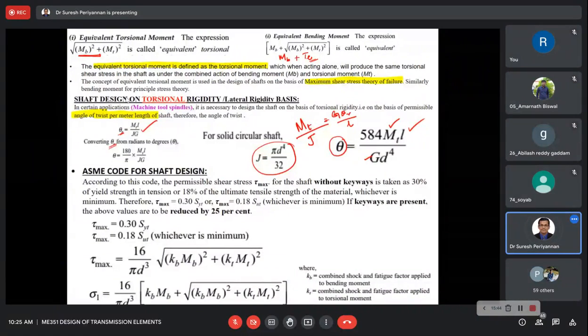Similarly, the shaft is said to have lateral rigidity if the shaft doesn't deflect too much under the action of the external force and bending moment. It won't deflect too much because, see here, the spindle is a very small shaft. But as compared to a long shaft, the long shaft is going to have more deflection and more angle of twist. That's what we are considering, the machine tool spindle.